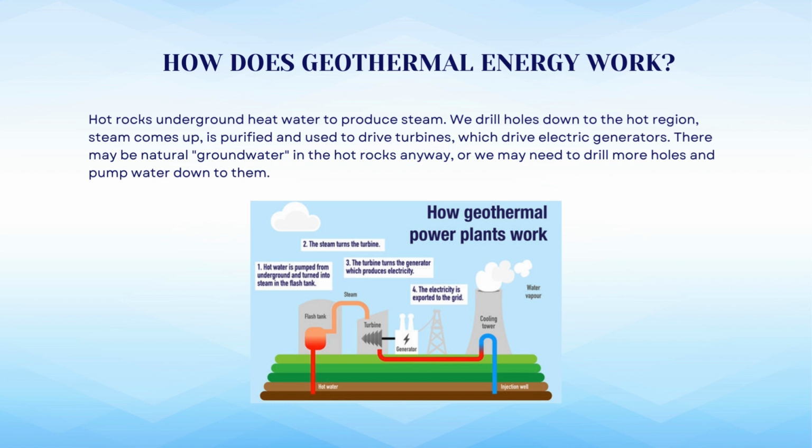and the hot stream converted into steam using the flash, then from steam to the generator. When the generator makes the electricity, the water goes into the cooling tower, and after getting cooled, it is sent to the injection well.